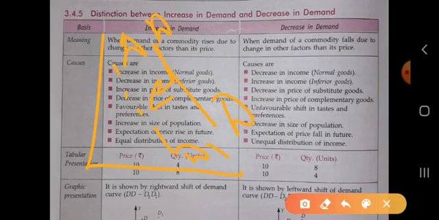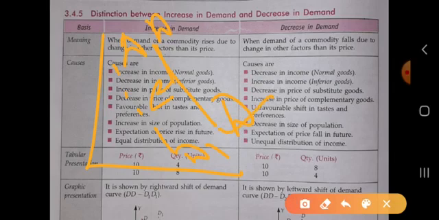Next is a decrease in the price of the substitute good. When the price of any substitute good decreases, the curve is also shifted to the leftward. When there is an increase in the price of the complementary good, the curve is also shifted to the leftward. When there is an unfavorable shift in taste and preferences, when the taste and preferences of any consumer change and are not favorable to that good, the demand for that good decreases, and the curve will shift to the leftward.